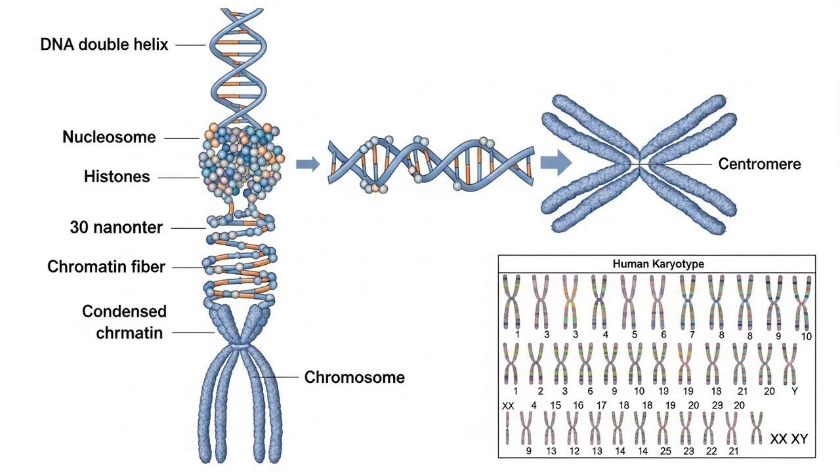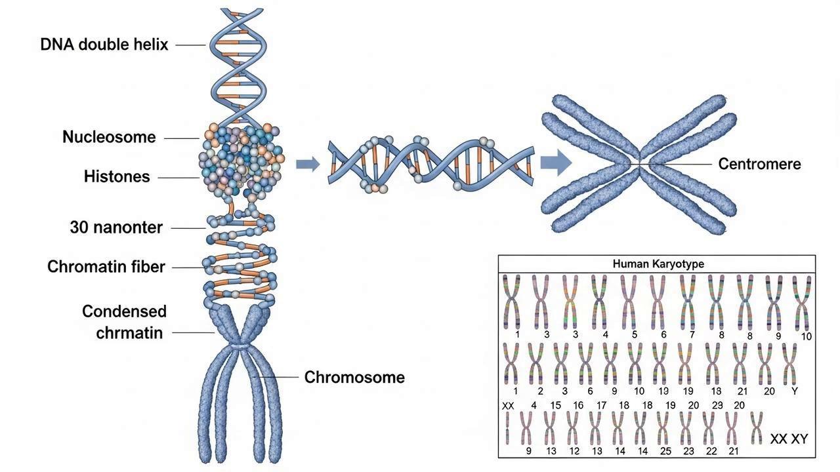This packaging is crucial for more than just saving space. It helps control which genes are turned on or off, and it ensures that when a cell divides, each new cell gets a perfect copy of the genetic library. In most animals, including us, we are diploid, meaning we get 2 complete sets of chromosomes, one from each parent. These form homologous pairs, one from mom, one from dad, carrying the same genes, though maybe different versions of them.